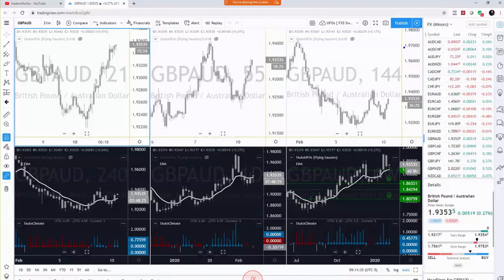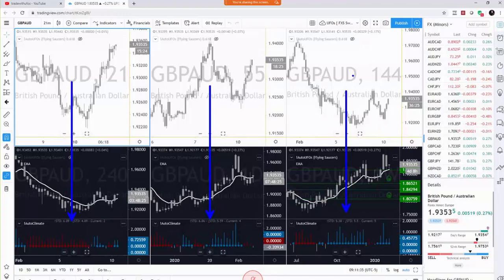Now you understand that the setup with the two charts on the left is for active swing traders. The setup with the charts in the middle is for swing traders that are less active. And the setup with the two charts on the right is for swing traders that are passive. Okay. Now you understand that.